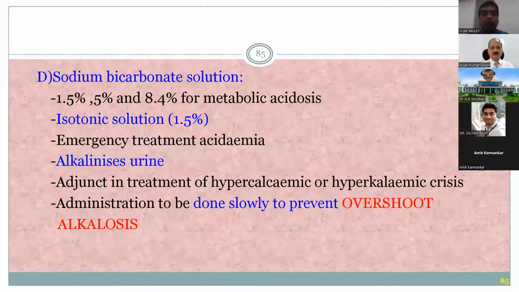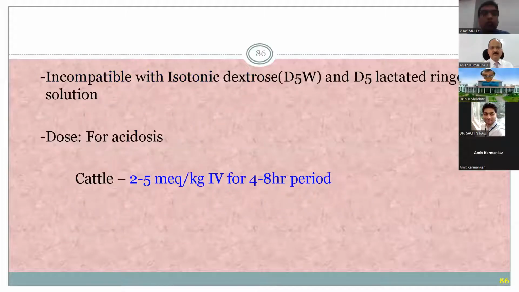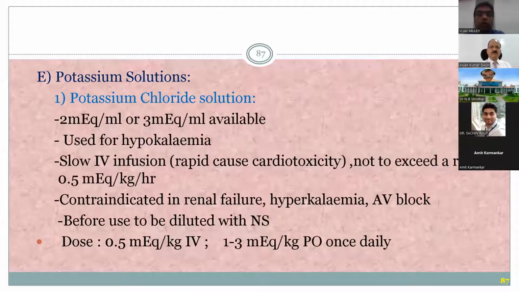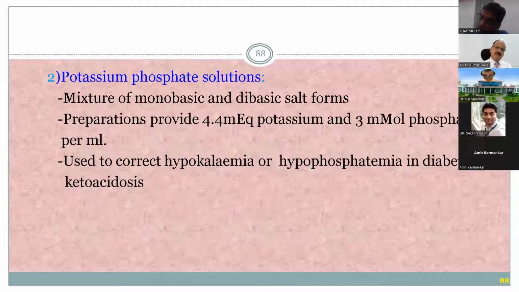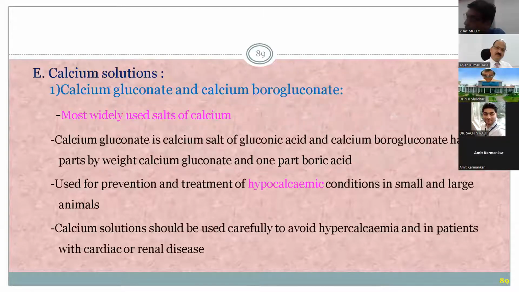Administration is to be done very slowly to prevent overshoot of alkalosis by reflex mechanisms, and it should be given as 2 to 5 milliequivalents, usually 2 to 5 ml per 4 to 8 hours. And potassium solutions are also used as potassium chloride, and the one caution is that these solutions need to be administered very slowly IV at the proper dose, or else they may cause hyperkalemia. Then potassium phosphate solutions, a mixture of monobasic and dibasic forms, can be administered to correct hypokalemia or hypophosphatemia.